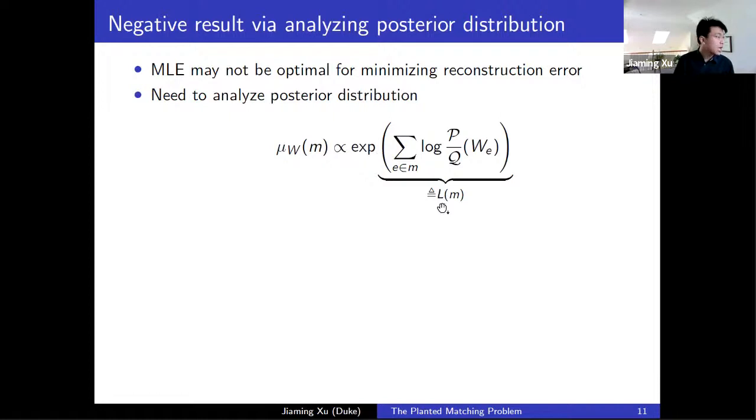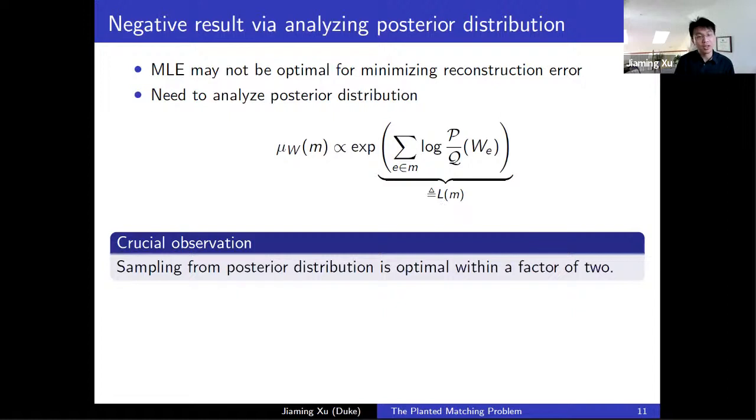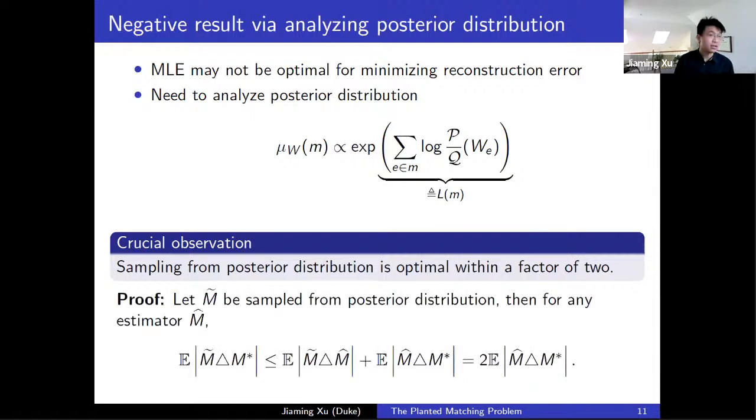Now here, a very simple but crucial observation that we use is that even though the maximum likelihood estimator is not optimal, if you sample from the posterior distribution, it's actually optimal within a factor of 2. This can be proved as a simple exercise. Basically, you can imagine you have M tilde that is drawn from the posterior distribution, and you can consider any other estimator, M hat.